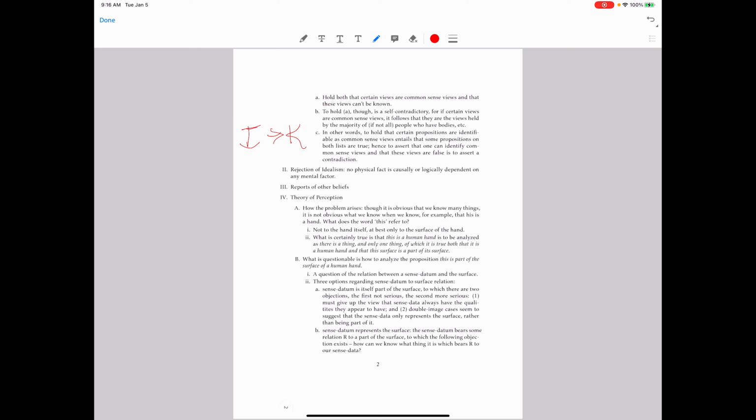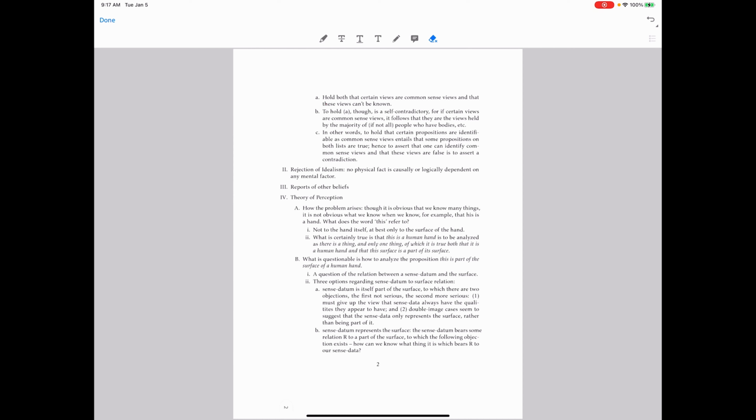Now you have an inconsistency attributable to the skeptic, because the skeptic will both hold that he knows that a view is a common sense view and that he doesn't know that these are common sense views. That's the heart of the Moorean argument here. Notice that it depends on forcing the skeptic to identify things on the list as common sense views.